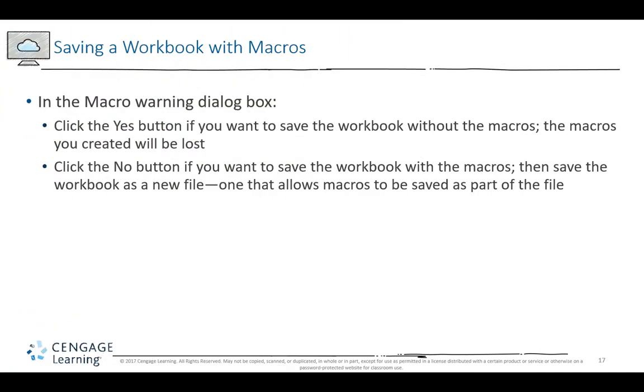Saving a workbook with macros, continued. In the macro warning dialog box, click Yes, and you will not be saving the workbook with the macro. It will be lost. Click the No button if you want to save the workbook with the macro, and then save the workbook as a new file, one that will allow the macro to be saved as part of your file.